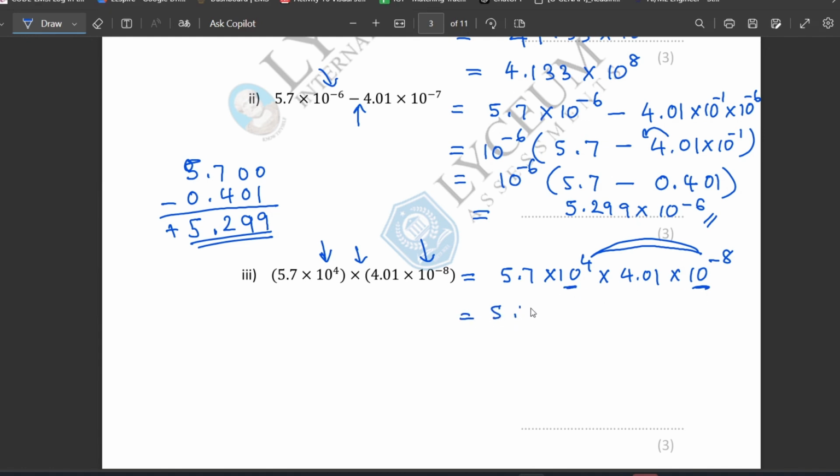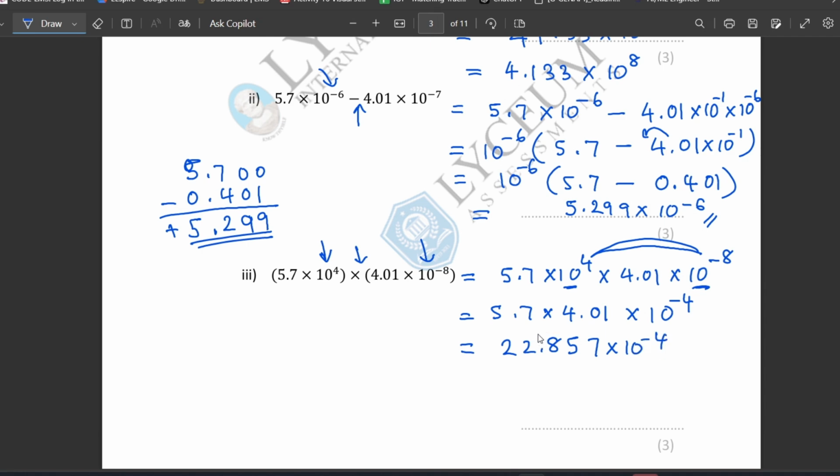So 5.7 times 4.01 times these two added, this becomes minus 4. Other things we can get the answer using the calculator. These two multiplied, I will get the answer as 22.857 times 10 to the power minus 4.